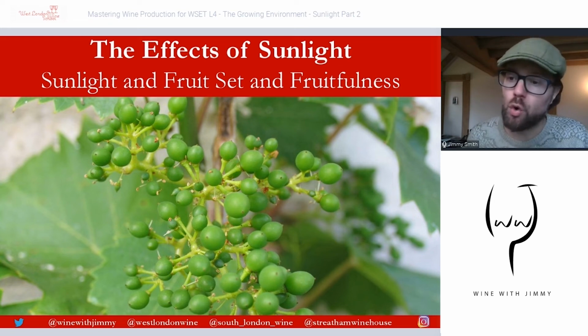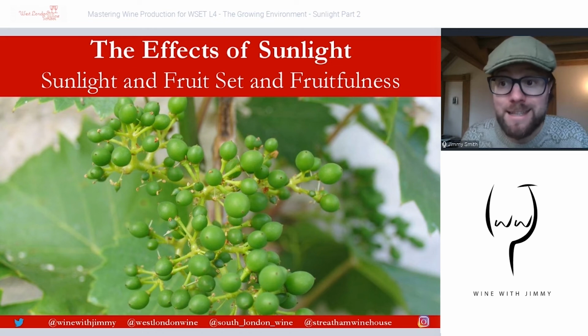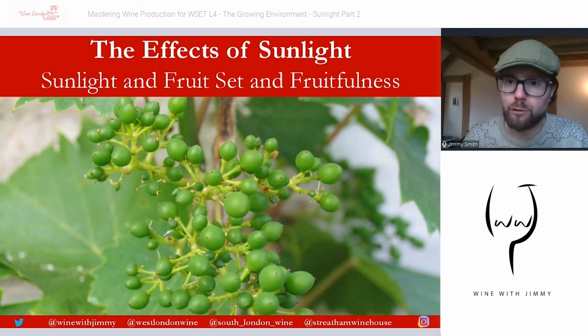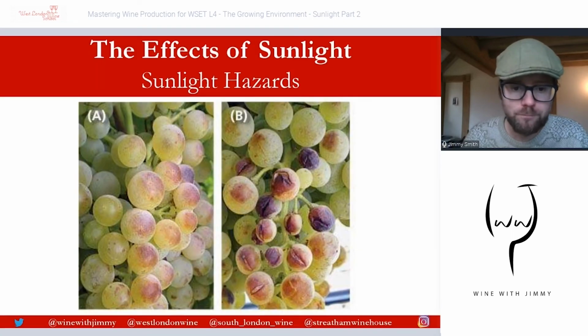These are the ones that store all of the information really for the next year, because they will burst the next year. So with good sunlight at this time, that actually promotes good fruitfulness within those compound buds sitting in between the stem and the leaf petiole, the stalk that attaches the leaf to the main stem. So that increases fruitfulness. And then we have something on sunlight hazards.